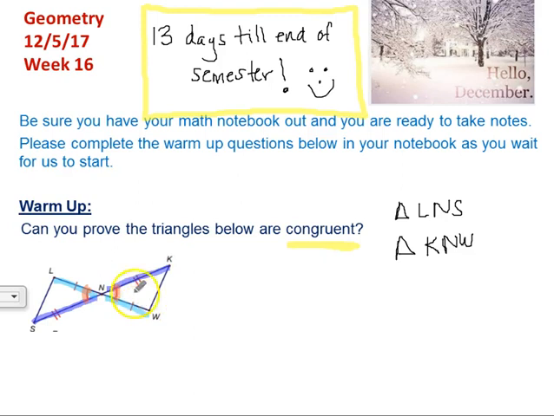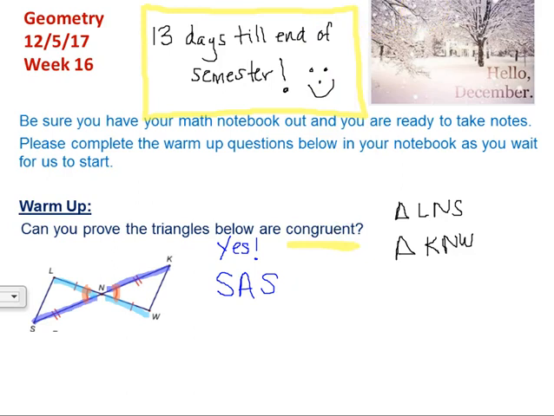So it looks like we've got a side, an angle included, and another side. So that angle is sandwiched between two sets of congruent sides. So that allows us to use the side angle side postulate. So yes, we can prove that those triangles are congruent by using the side angle side postulate. So remember all the different postulates we learned: angle side angle, side side side, side angle side, angle angle side, and the hypotenuse leg. Those were all the different postulates that we used to show that two triangles are congruent.